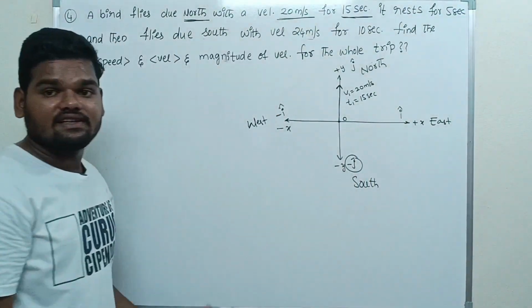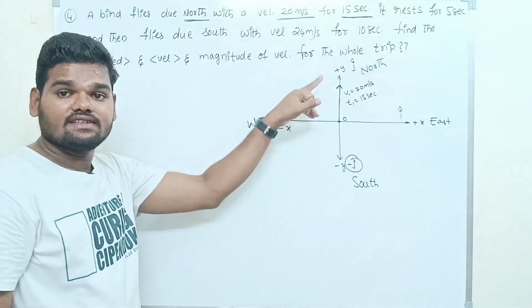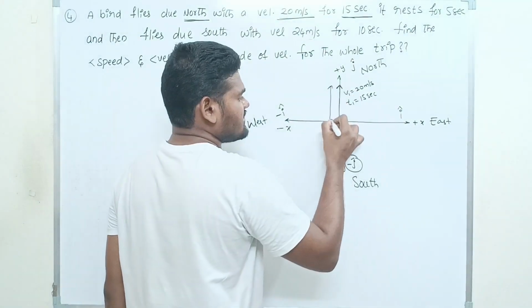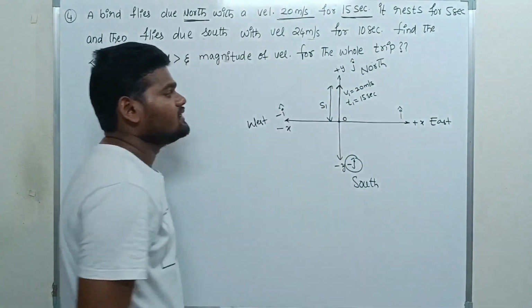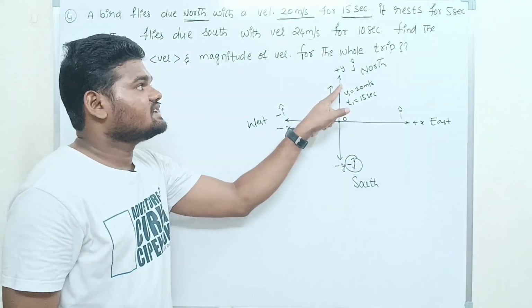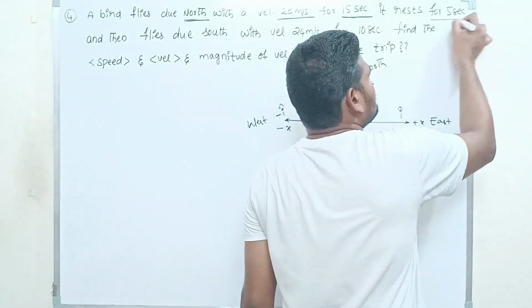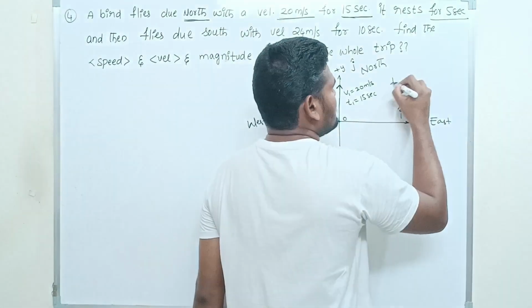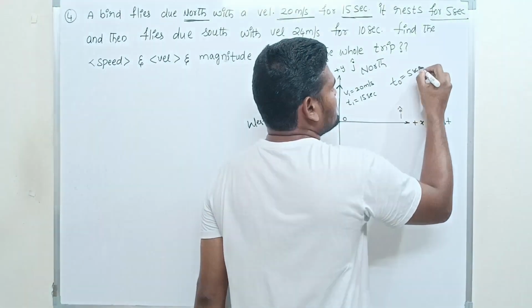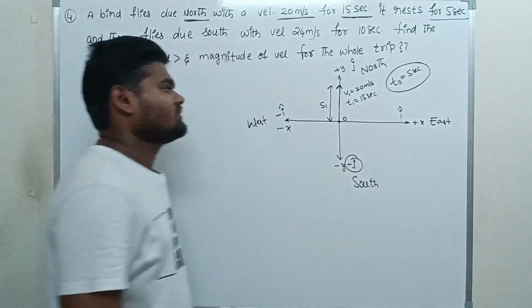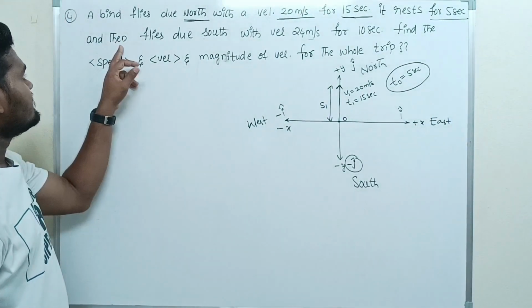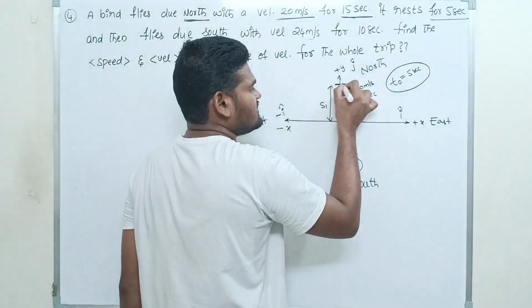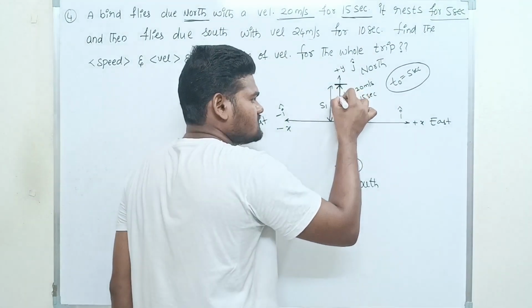So he has not given the distance. How much distance it has traveled, he has not given. So I'm just taking this distance as s1. Okay. So after reaching the s1 distance, what happened? It rests for 5 seconds. It takes some rest for 5 seconds. I'm taking the rest time as t0. Again, then it flies due south. Again from this point, it started its journey towards the south direction.